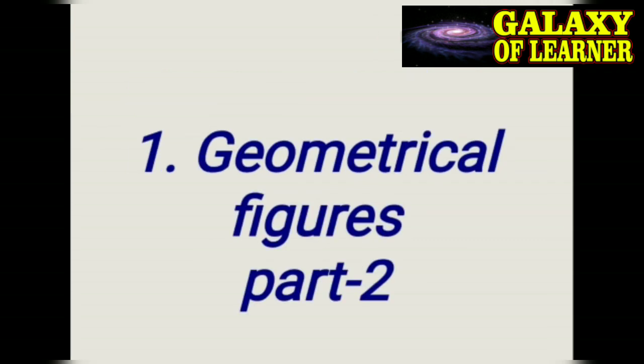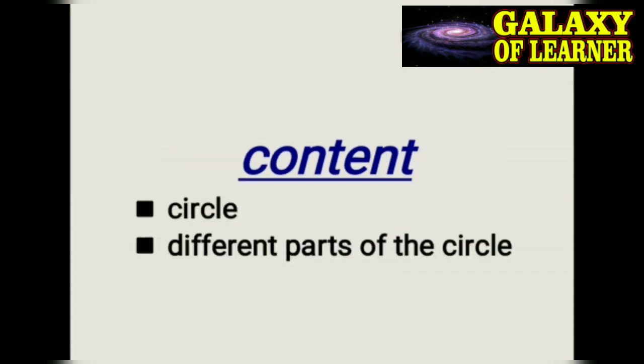So today we are going to continue with maths lesson number 1, geometrical figures part 2. Now students, tell me, last time what we have learned? Did you remember children? Yes, in this chapter we learn angles and the 3 parts of the angles. And which are they? Yes, right angle, acute angle and obtuse angle. Now our today's content is circle and the different parts of a circle.